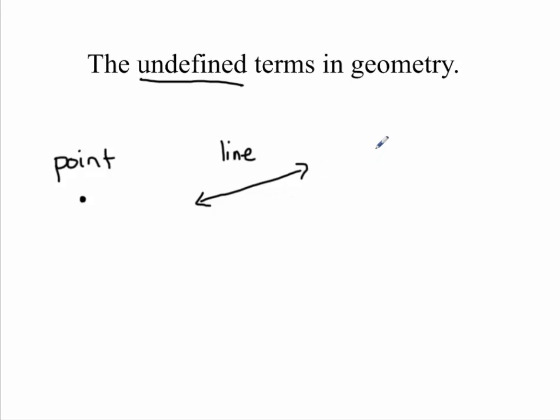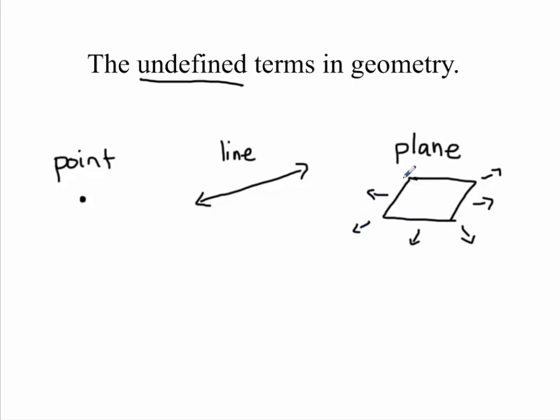And then the last undefined term is a plane. And a plane looks something like this. So this is how you would see it in a book. But what you have to imagine is, think of a sheet of paper. It's something that's flat. It's a flat surface. But you have to interpret it as extending forever in every single direction. So in all directions, imagine it extending out forever, never ending.